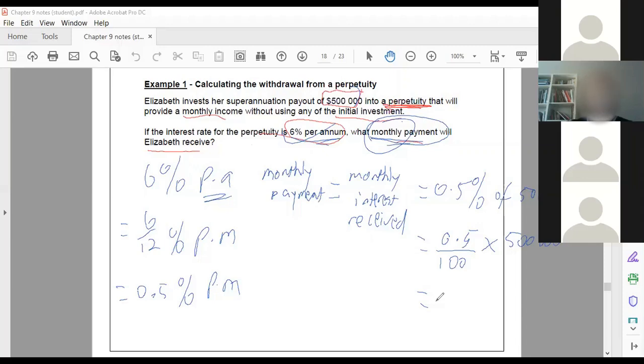0.5 divided by 100 times 500,000. According to me, and hopefully I haven't made a mistake in putting zeros in there, $2,500. So that's how much she will get monthly. So her monthly payment equals $2,500. Any questions there?